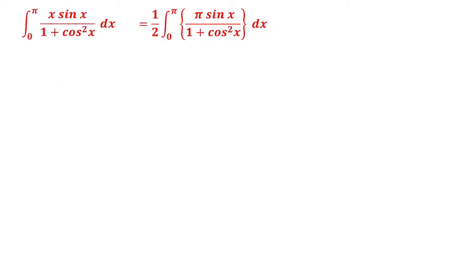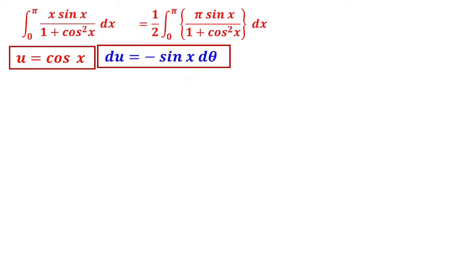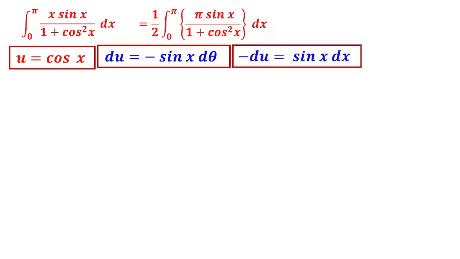Now let us continue. Pi I am taking outside. Now I am seeing that the numerator contains a differentiation of cos x. Therefore, I am putting u is equal to cos x and du as minus sin x dx, and minus du as sin x dx.